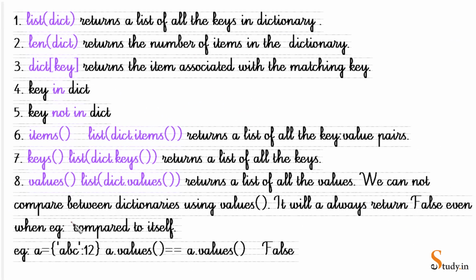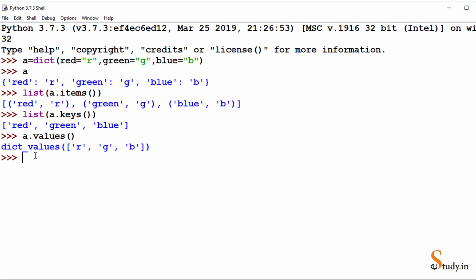Now, what is the values function? It returns a list of all the values. We cannot compare dictionaries using values. It will always return false, even when compared to itself. Let us see how it makes sense. So here we have the values.